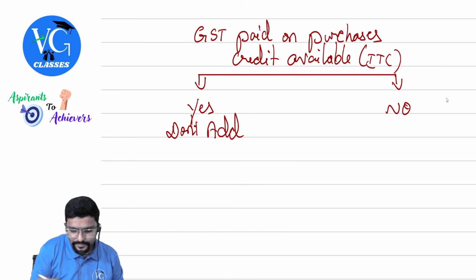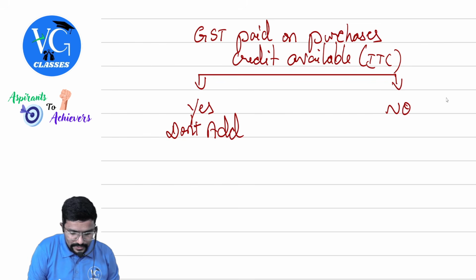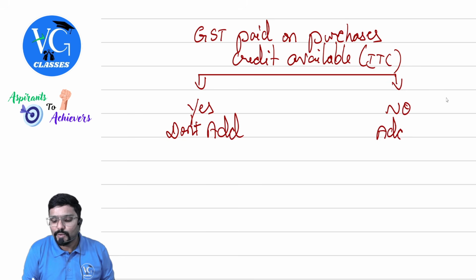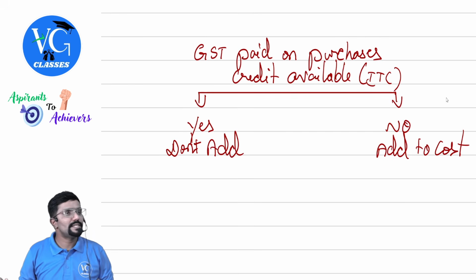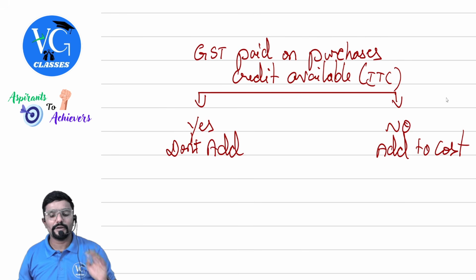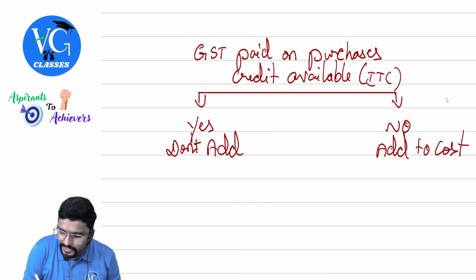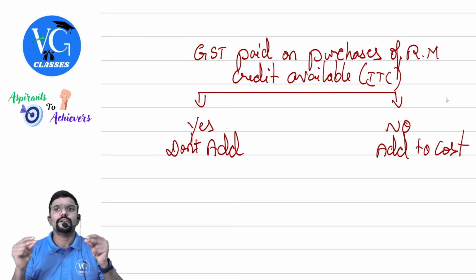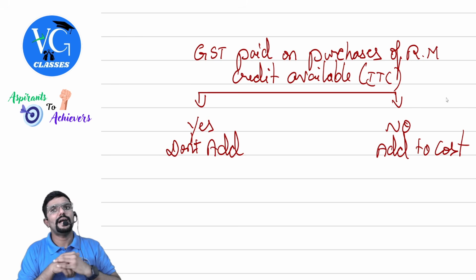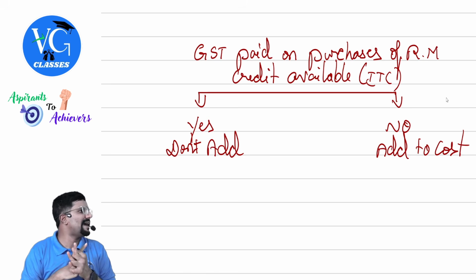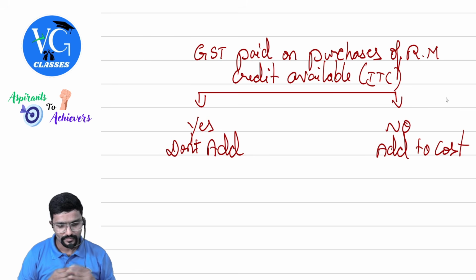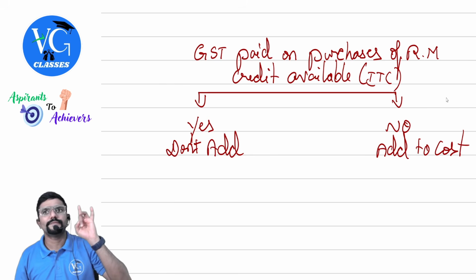Don't add, guys. If no credit, then what do we do? Add to cost, guys. Did you guys get it? Yes. GST paid on purchase of raw material, let me write that also. If credit is available, no need to add. If credit is not available, will you add it to the cost of purchase? Yes, you will add it, guys. Got it now? Any doubts, sir?